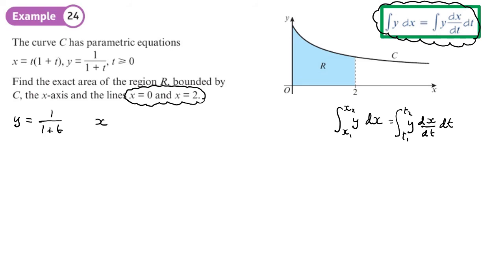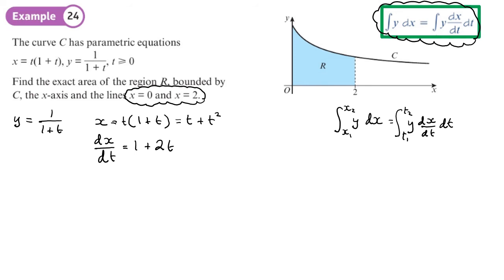Now x is t(1 plus t). I need to find dx dt. Now I suppose I could use a product rule, but it's much easier to just expand the brackets, t plus t squared. So that means that dx dt is going to be 1 plus 2t. Then the other thing I need to do is to change the limits.